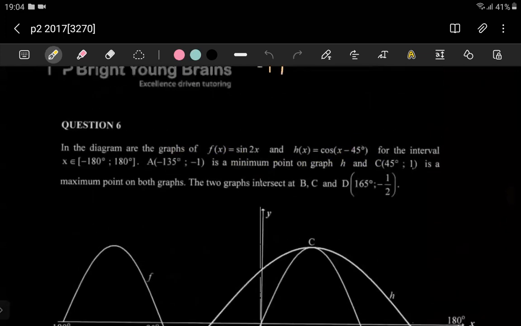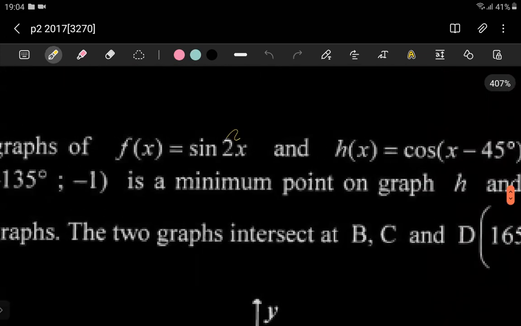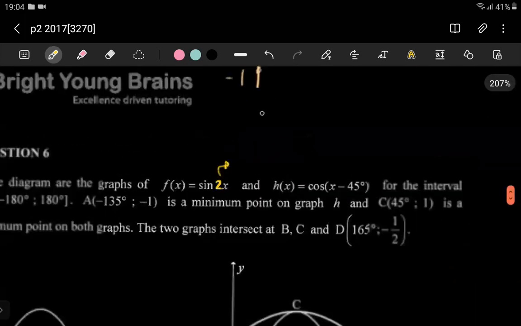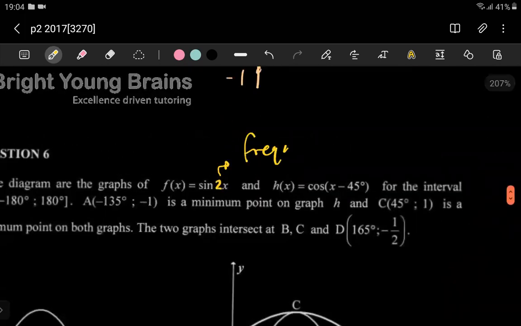Now, very basic stuff, like knowing what the 2 means. If you don't know what the 2 means, you just need to go to the basics, because the 2 here means frequency. I think I've mentioned this before. It means frequency, and it is equal to 360 divided by the period.